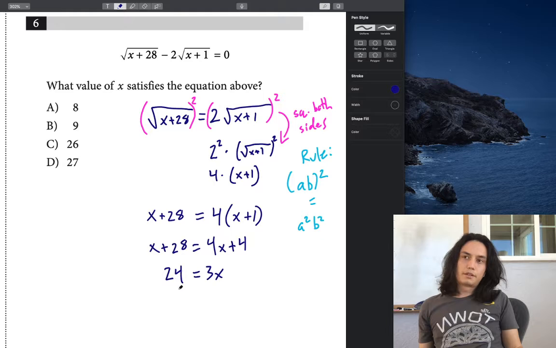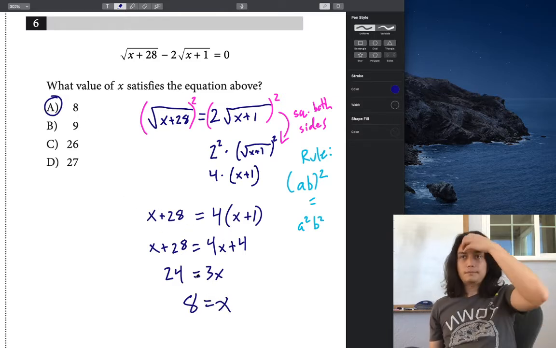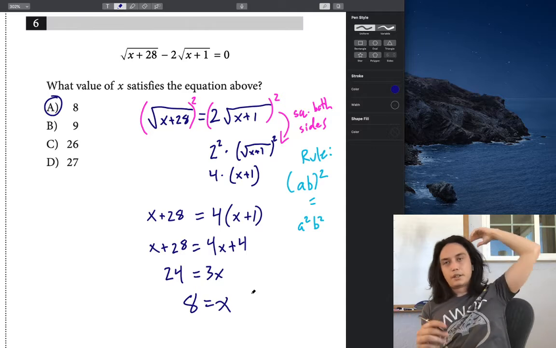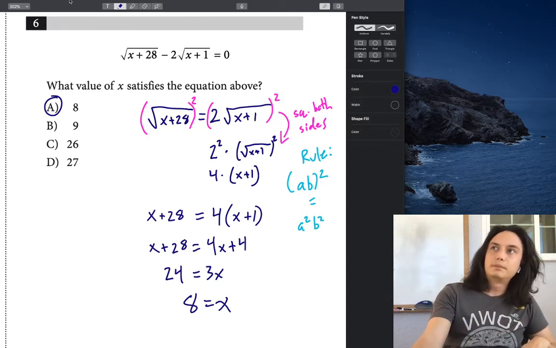24 and 3, these are fantastic numbers. 24 divided by 3, this is 8x. All right, cool. So 6 is A. And A is the right answer. Great. We'll move on.